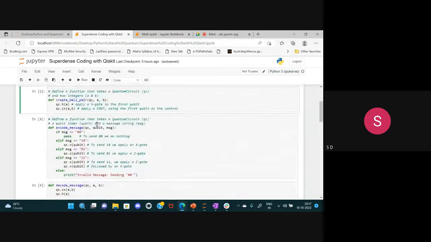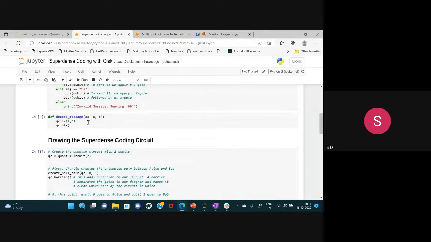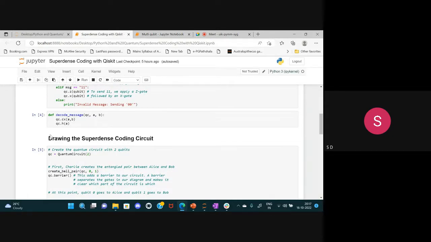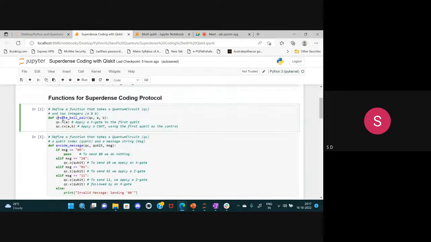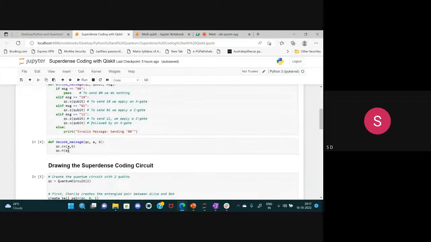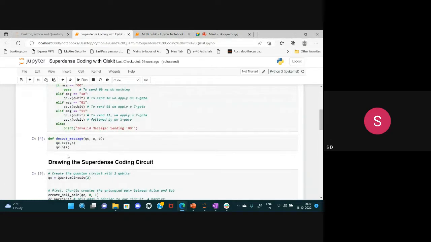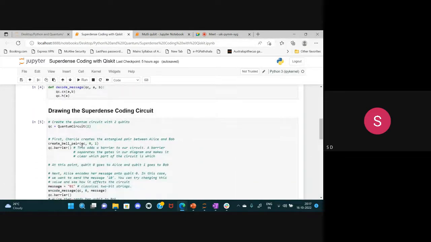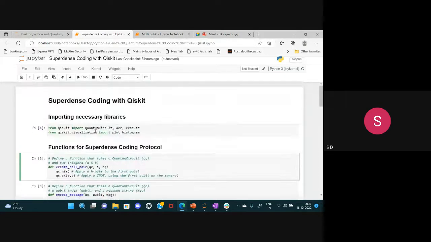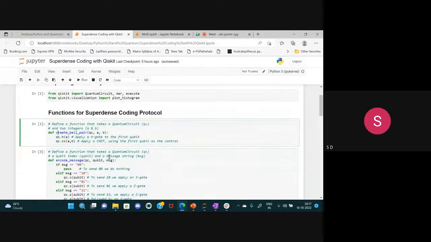And the decoding part, we have seen QC is nothing but the variable name, and A is like Alice and B is Bob. So we are applying CX gate in the reverse order. First we have used H and CX. Now for decoding, we are just reversing it as CX and H. This is the basic code for superdense coding.